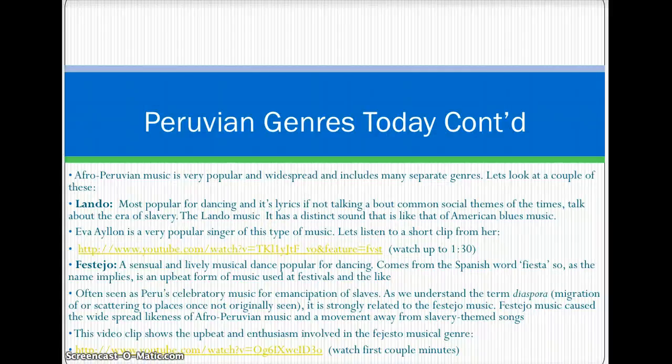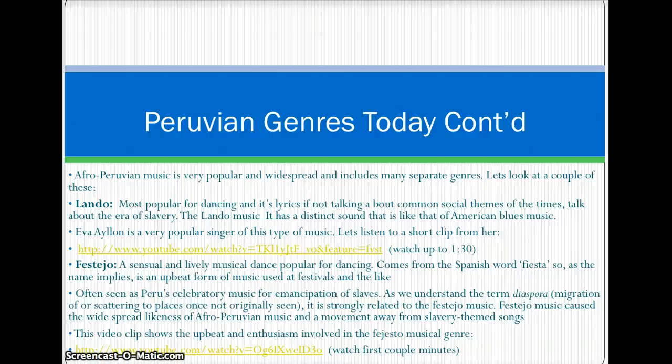The next genre is the festejo. It's a sensual and lively musical dance, which is popular for dancing. It comes from the Spanish word fiesta, so, as the name implies, it is an upbeat form of music used at festivals and the like. It's often seen as Peru's celebratory music for the emancipation of slaves.